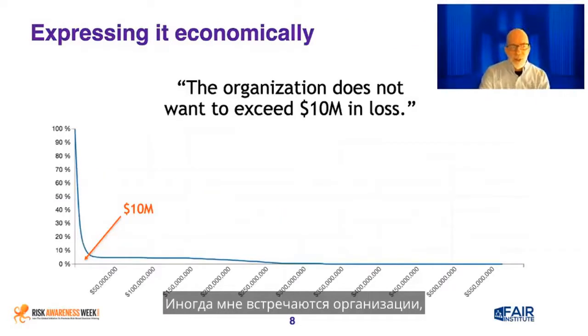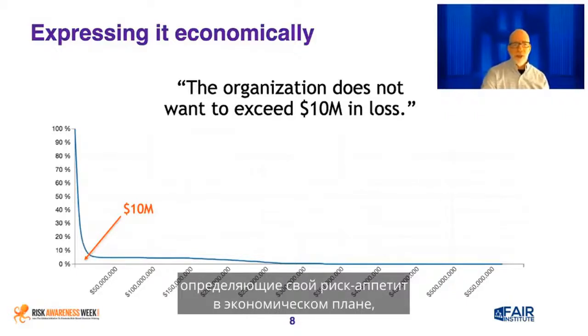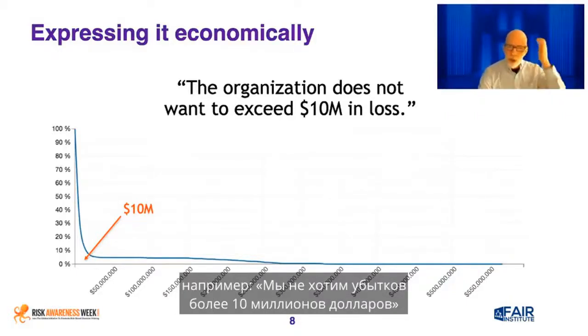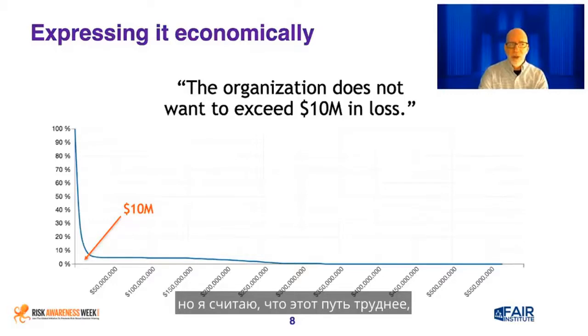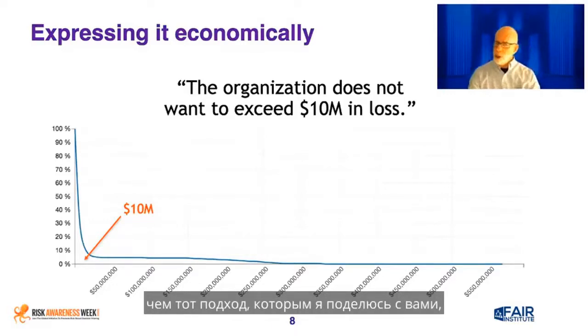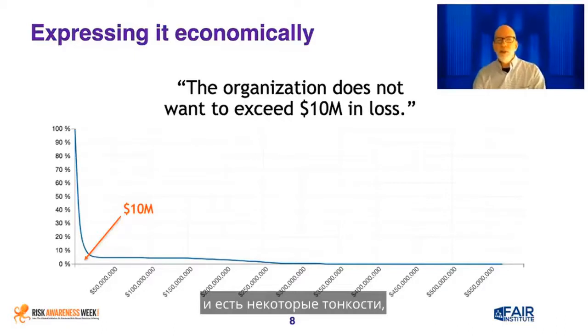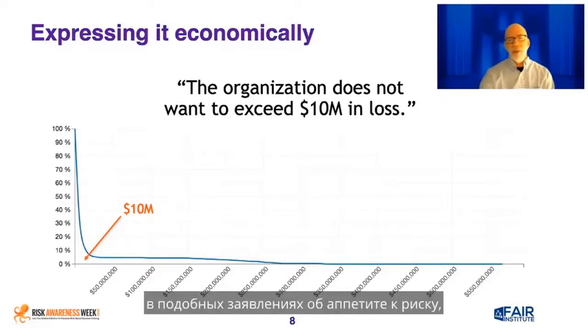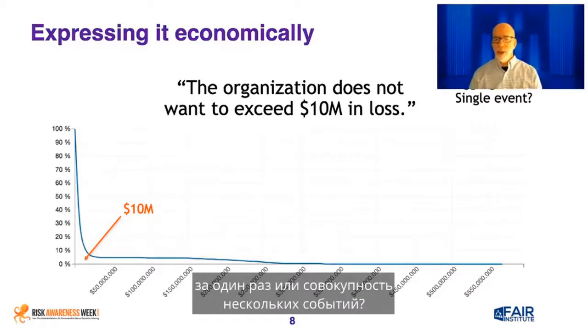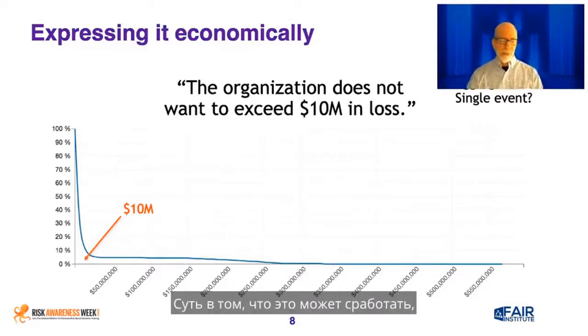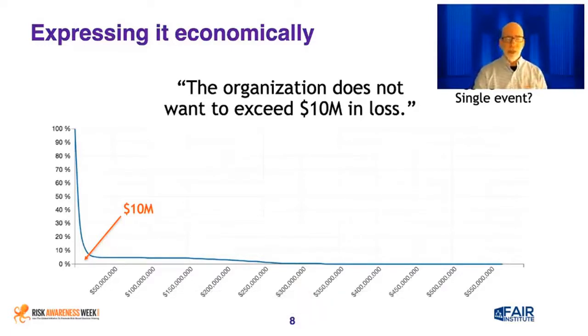I also see some organizations define their risk appetites in economic terms, like we don't want to exceed $10 million in loss. And this can work. I've seen this work, but I believe it's a harder path than the approach I'll be sharing with you. And there are some subtle things that have to be worked out, defined and settled on in these kinds of risk appetite statements, such as, are we talking about $10 million in a single event or an aggregate across multiple events? So again, the bottom line is that this can work, but I believe it's more difficult than what I'll show you next.